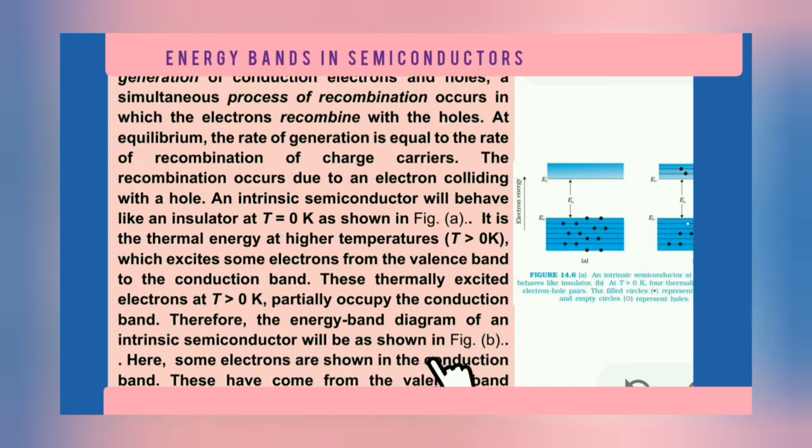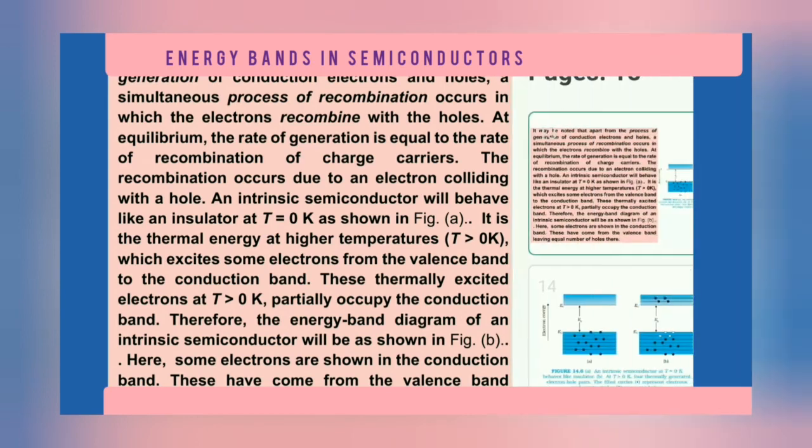Here, some electrons are shown in the conduction band. These have come from the valence band, leaving an equal number of holes. So we can say that the concentration of electrons is equal to the concentration of holes, equal to Ni. So Ne equals NH equals Ni, and Ne times NH is equal to Ni squared.